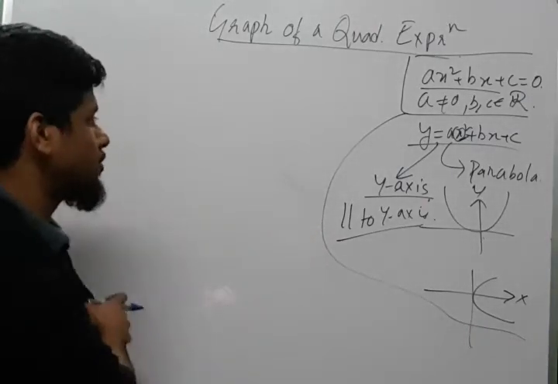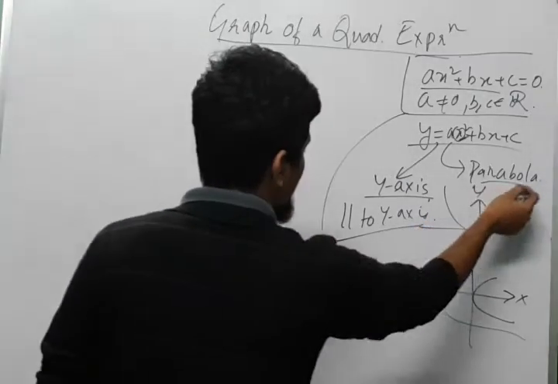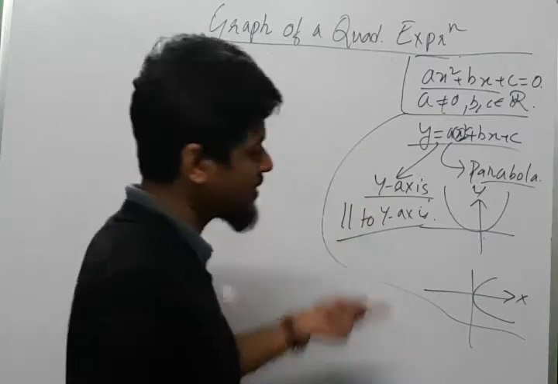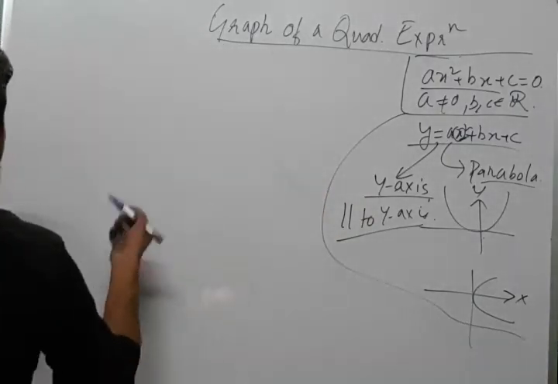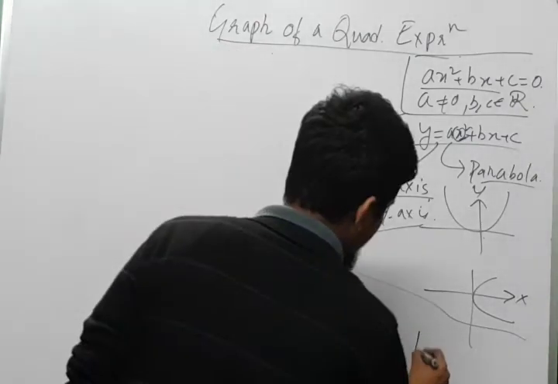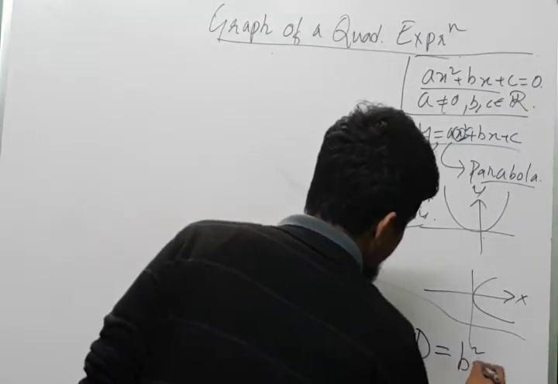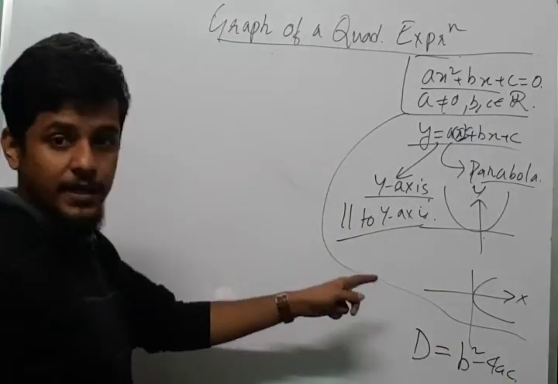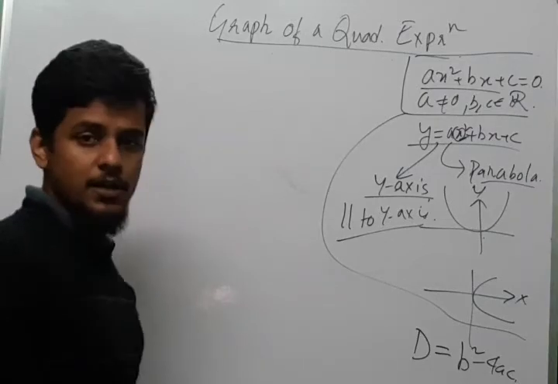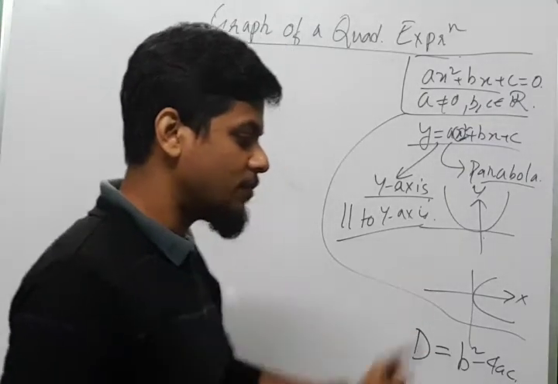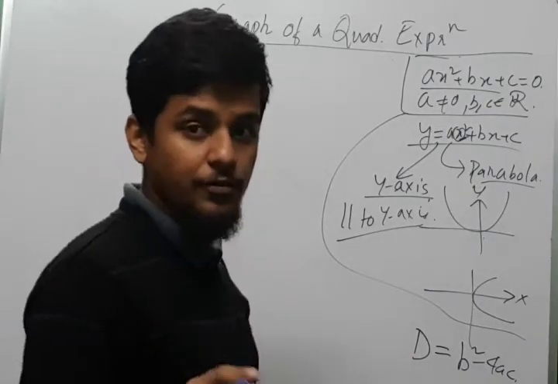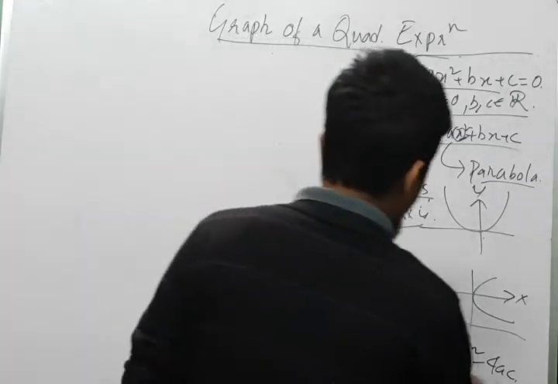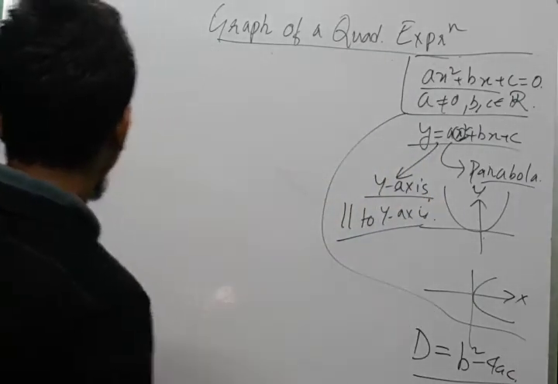Now, we have understood that this is a parabola, and its axis is either parallel to the y-axis or is the y-axis itself. Another concept to keep in mind is the discriminant, D, equal to b squared minus 4ac. If D is greater than or equal to 0, only in that case do we have real roots, and if D is less than 0, we have only imaginary roots. That is one more thing to keep in mind. So let's proceed.